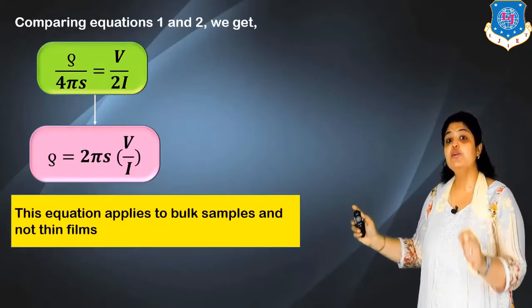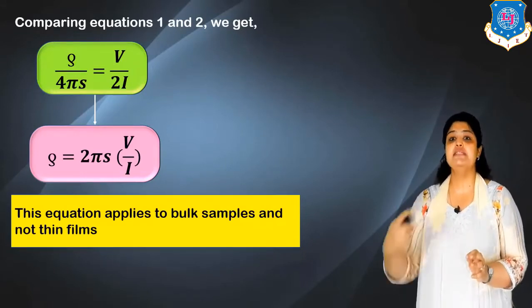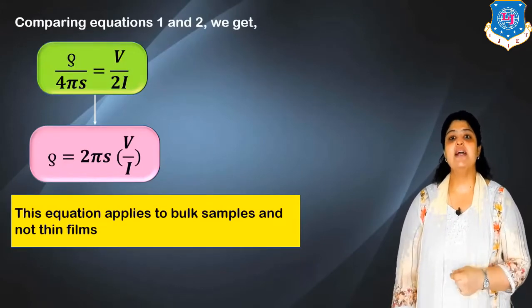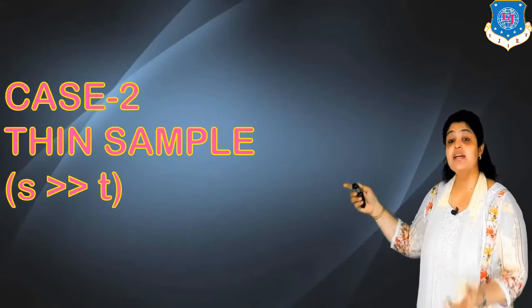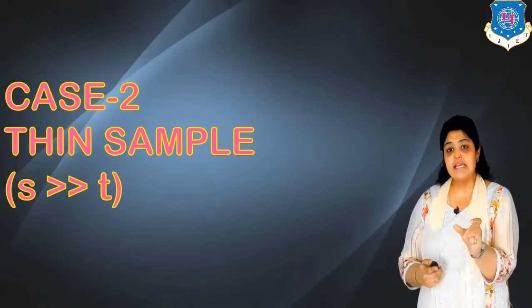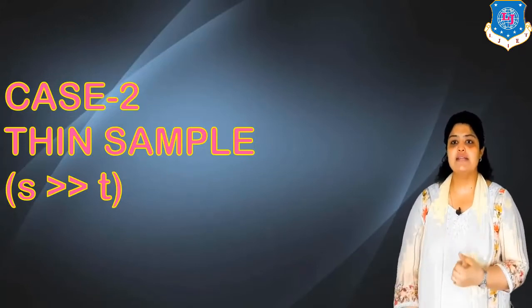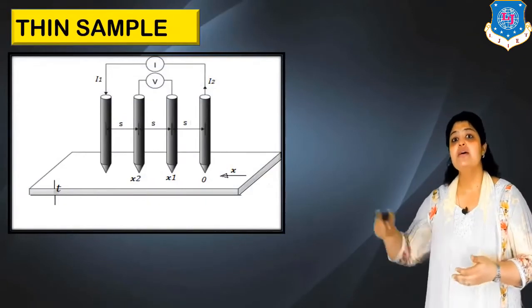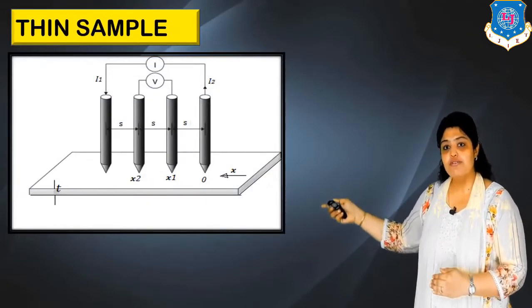So this equation, rho equals 2 pi s into V by I, is applicable to bulk samples only, not to thin films, because thin films is the second case which we are going to discuss. So now let us start with case number 2, that is the case for a thin sample where we consider the spacing between the probes to be greater than the thickness of the sample. So let's understand with the help of a diagram how a thin sample measurement is done. Same as the previous one, it uses 4 probes, probe number 1, 2, 3, 4.